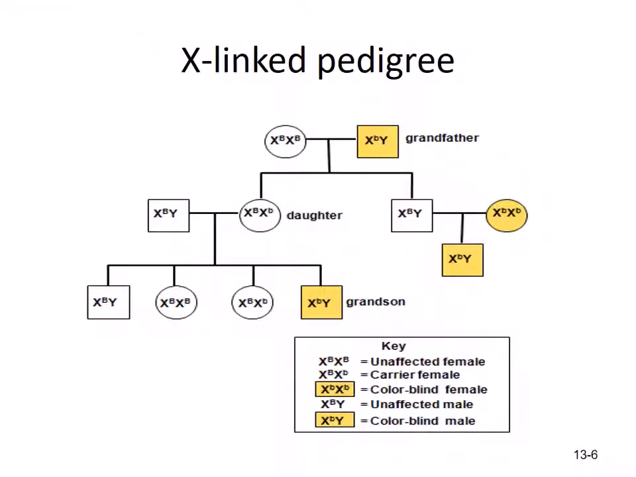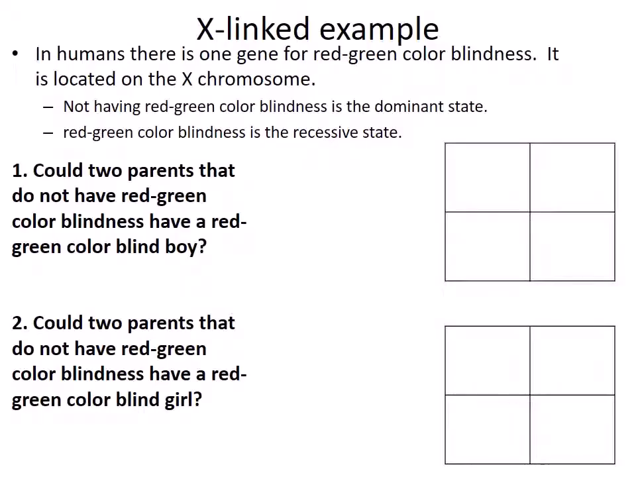Here's just another example of an X-linked pedigree. In this case, this is for color blindness, which is a characteristic in humans that is carried on the X chromosome, and in this case, being unaffected or having normal color vision is dominant to being colorblind. So let's review with an X-linked example. In humans, there's one gene for red-green colorblindness, like we said, and it's located on the X chromosome. Not having red-green colorblindness is dominant. Having red-green colorblindness is recessive.